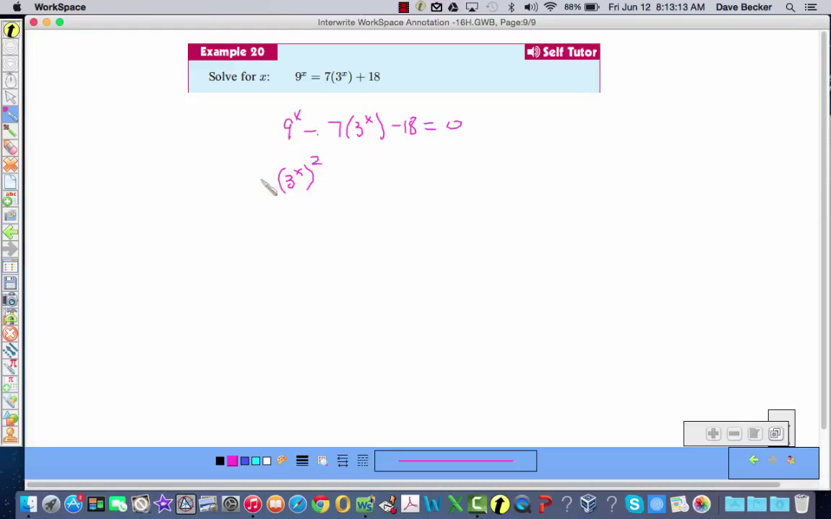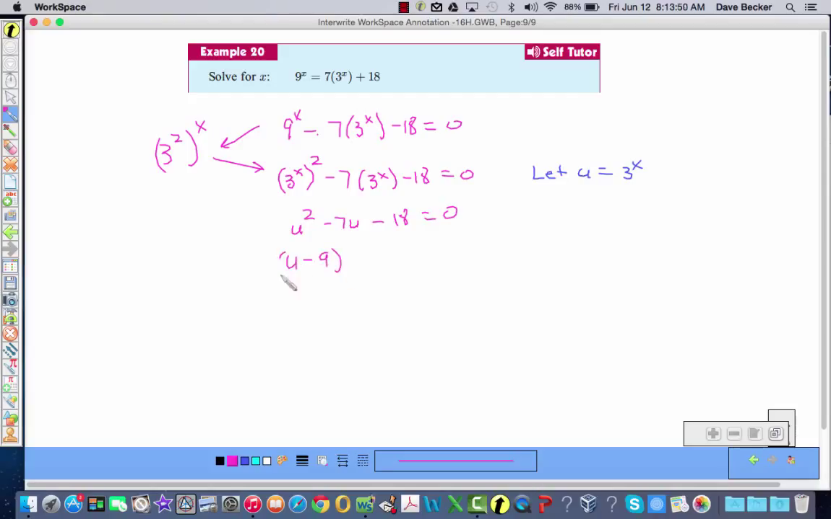Hopefully you understand that we can now skip that step. I mean, here's what I didn't do: 3 squared to the x, and then it becomes that. But I think we're beyond taking that step. Minus 7 times 3 to the x minus 18 equals 0. So let's let u equal 3 to the x. Put that in my back pocket, and now I have u squared minus 7u minus 18 is equal to 0. That's an easy factor.